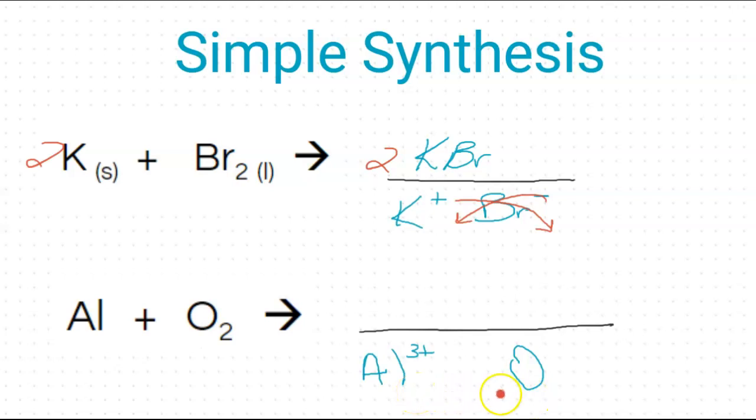When I look up on my ion chart the symbol for oxide, it's an O by itself with a 2- charge. Once you have the charges written, then you can simply crisscross and reduce. I bring a 2 down and I bring a 3 down, but a 2 and a 3 don't reduce. So your formula is simply Al2O3. So that's how you predict the products for the simple decomposition and simple synthesis reactions.